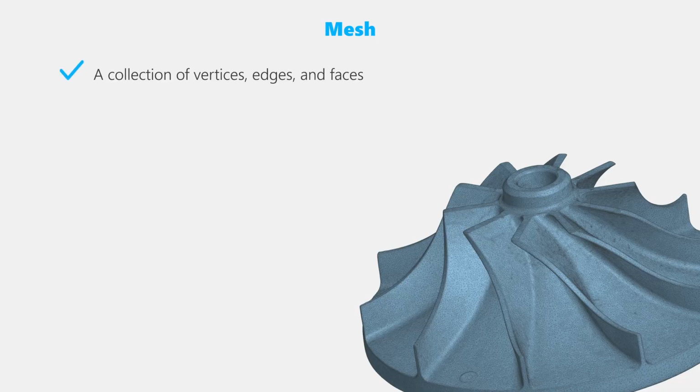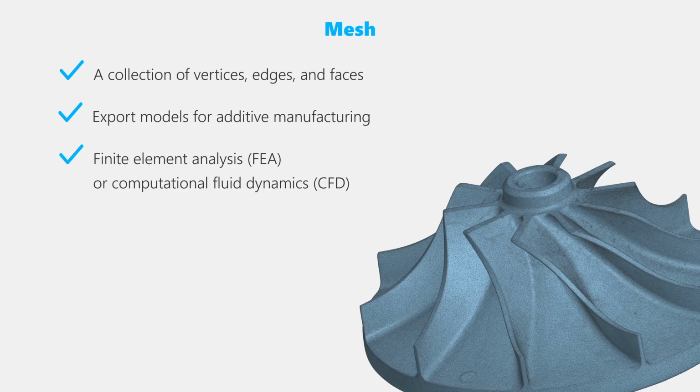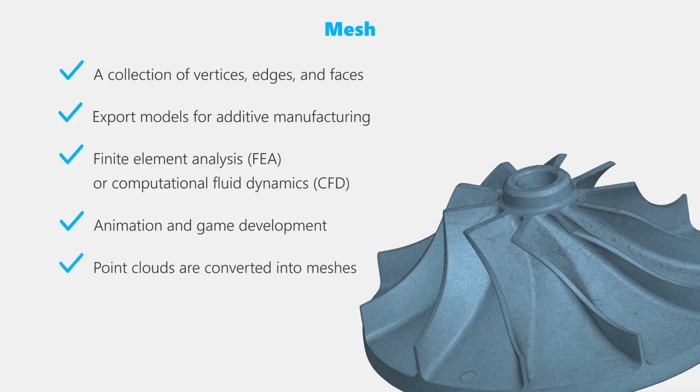A mesh is a collection of vertices, edges, and faces that define the shape of a 3D object. Most commonly, these faces are triangles or quadrilaterals, in short quads. Mesh formats like STL or OBJ are used to export models for additive manufacturing. In finite element analysis or computational fluid dynamics, meshes break down complex geometry into smaller elements for stress, heat, or flow calculations. Meshes are used in animation and game development. 3D scanners generate point clouds that are converted into meshes.